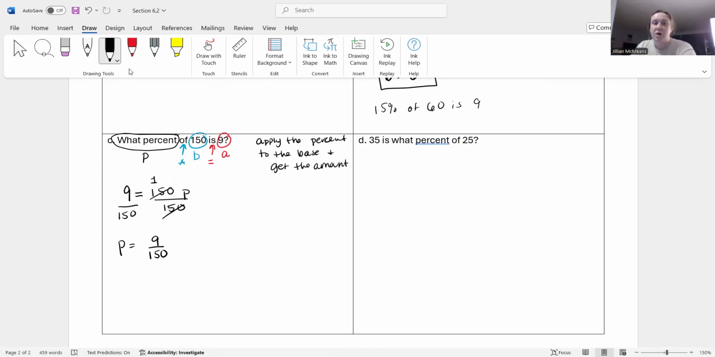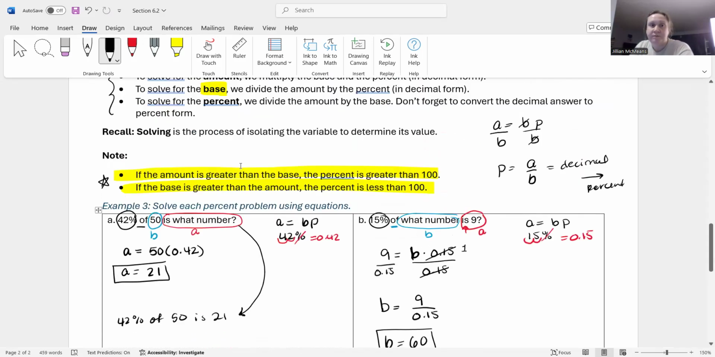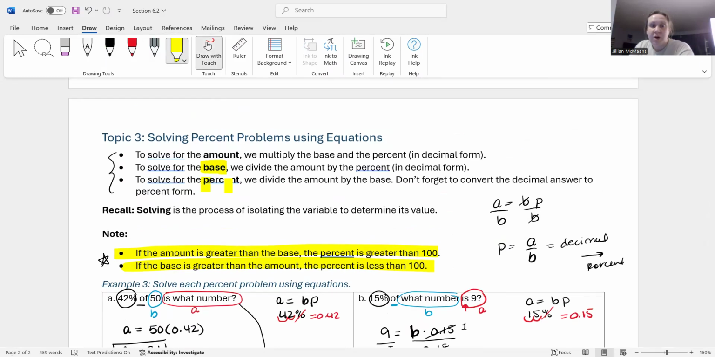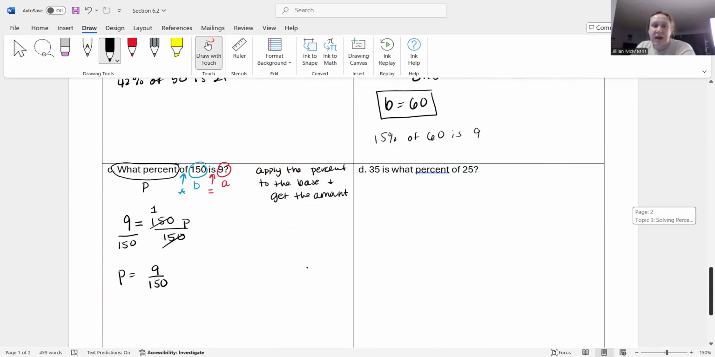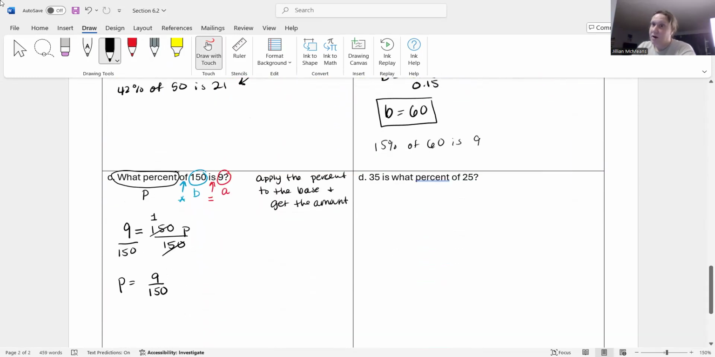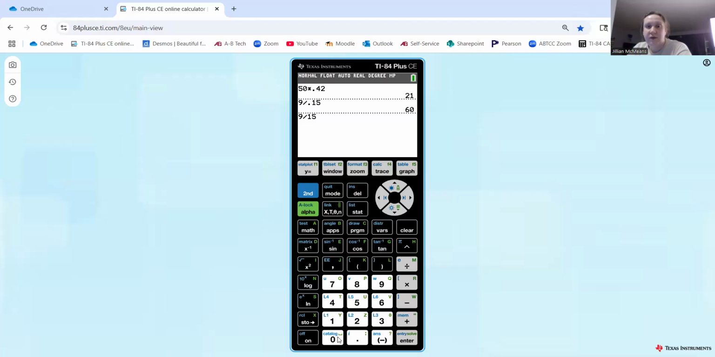And again, if we scroll up for just a second here, when we're looking for our percent, we divide the amount by the base, okay? So when we scroll back down here, let me scroll down just a smidge. We have our amount divided by our base, okay? So let's get the calculator to do the work for us. Remember, the calculator just does the side work. So we have 9 divided by 150, and we get 0.06.